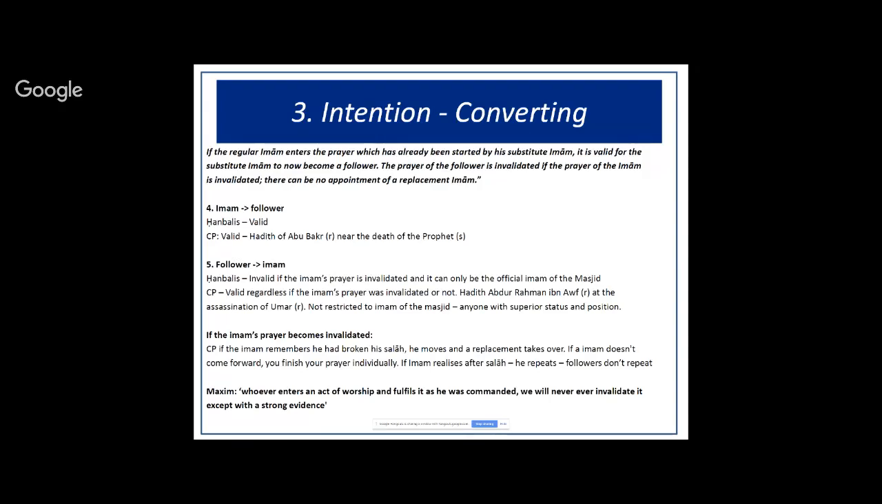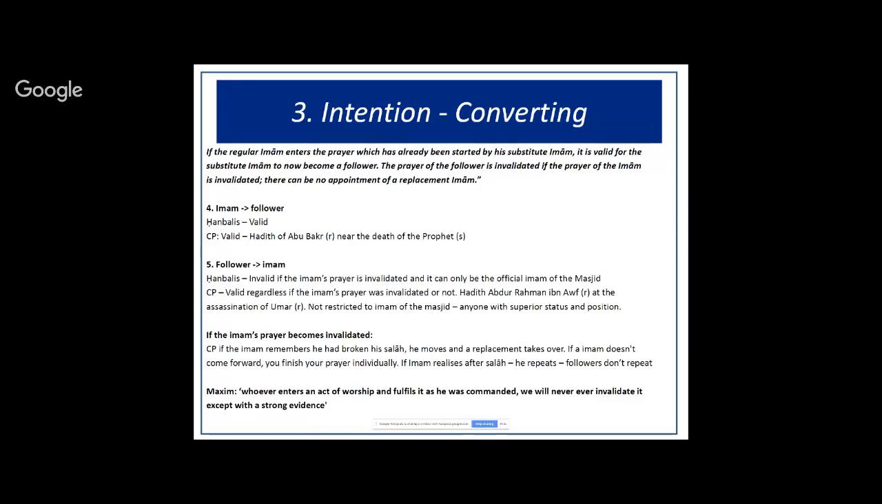Because of the maxim at the bottom: whoever enters the act of worship and fulfills it as he was commanded, he will never invalidate it except with strong evidence. We can't just invalidate his prayer because of the imam. He's done everything that he's supposed to do. And the imam, his prayer has become invalidated. So the follower comes forward and takes his place. And we know this from the Sunnah, this happened. And so we're not going to put this restriction there.